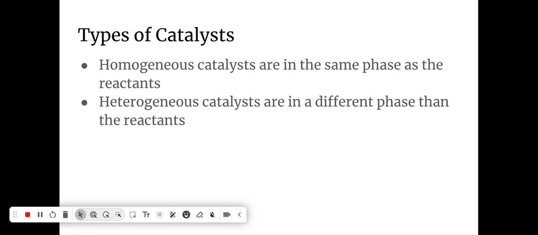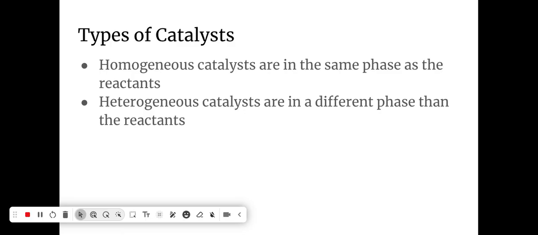Here's an actual real example. In the decomposition of ozone, chlorine atoms act as the catalyst in the gas phase. It works because both are in the same phase. Ozone's not necessarily a reactant, it's being decomposed, but chlorine is in the same phase. Heterogeneous catalysts, on the other hand, are in a different phase than the reactants.